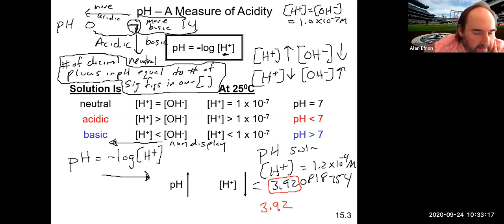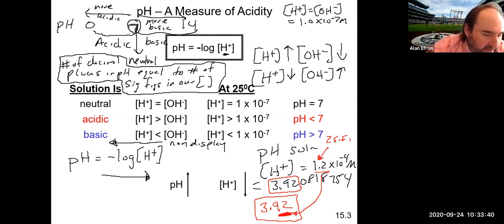So one more time, what the rule is, this is our concentration value right here. That has two significant figures. This number here has not 2 significant figures, but 2 decimal places. So 2 decimal places here, and that would be the proper way to do the pH for this solution. And by the way, 3.92 would also tell us that this is acidic as well.